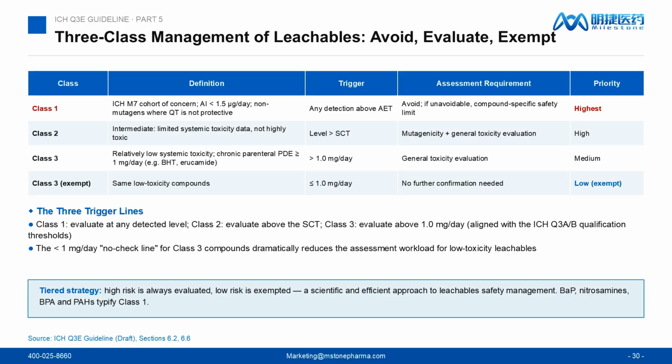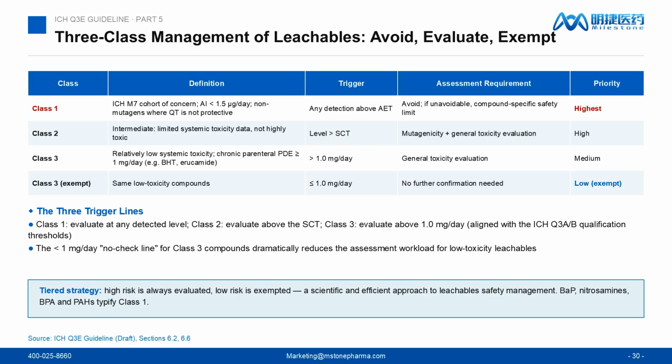We've met Class 1 already, now the full 3-class system. Q3ES triage of the entire chemical universe of leachables. Class 1, the known bad actors, M7 cohort mutagens, compounds with acceptable intakes below 1.5 micrograms per day, non-mutagens too potent for generic thresholds. Rule, avoid them. Any detection above the AET triggers compound-specific assessment. Highest priority, no leniency.